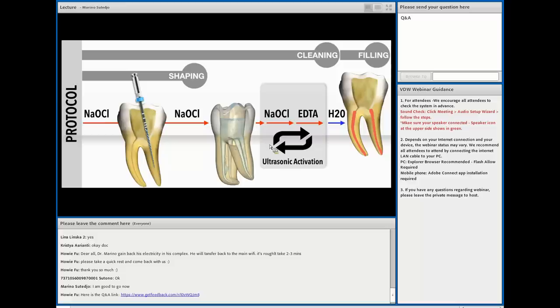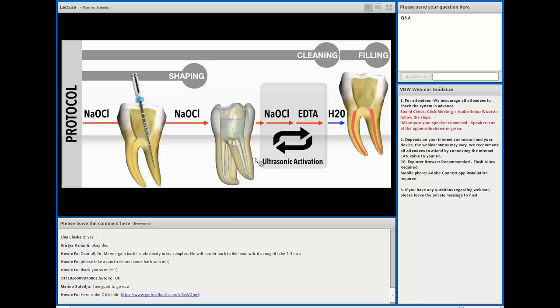So what is my protocol if I want to do my preparations in terms of shaping and cleaning? I'm going to use sodium hypochlorite all the time inside my root canal while I'm shaping. As I said before, a full fluid canal all the time. So every time I insert my instruments, I always fill my root canal with sodium hypochlorite until the shaping is done. After the shaping is done, all the shapes of the canal, all the taper, all the final sizes have been there.